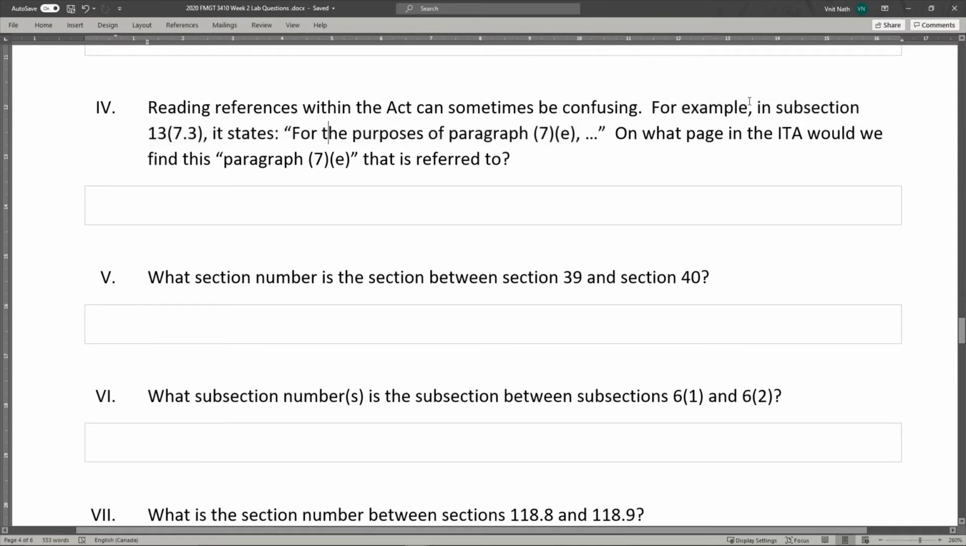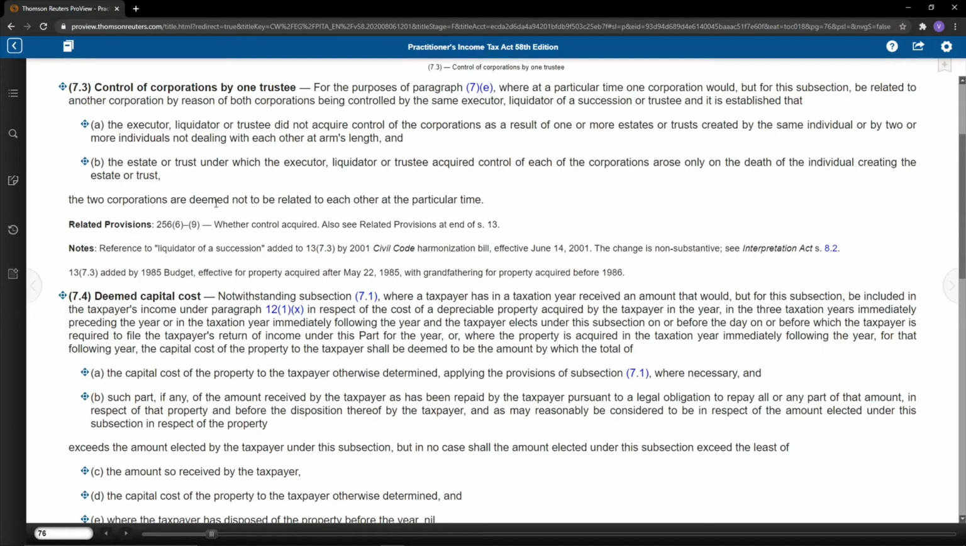So let's start this way. Can we find in the ITA where subsection 13.7.3 is? Let's start off by just finding that. So go ahead, grab your Income Tax Act and start looking for it. In my Tax Act, section 13, subsection 7.3 is found on page 76. And we can see right at the beginning of section 13, subsection 7.3, it begins by saying, for the purposes of paragraph 7e. That's what the question was saying.